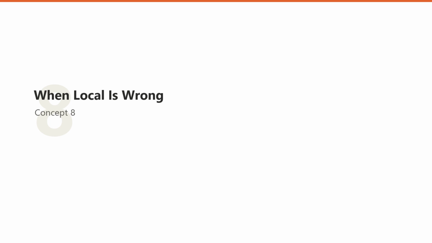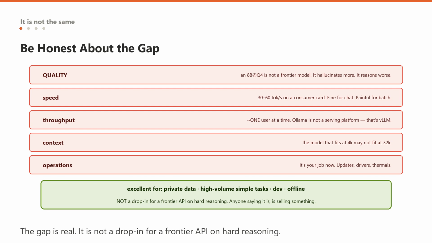The honest limits, and they are real. The gap is real and pretending otherwise wastes your time. Quality. An 8 billion model at 4 bits is not a frontier model. It hallucinates more. It reasons worse over long chains. It follows complex multi-part instructions less reliably, and it will confidently produce plausible nonsense on things a frontier model handles. If your task is hard, local will disappoint you, and that is not a configuration problem.